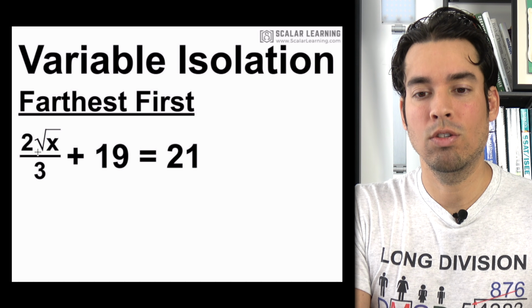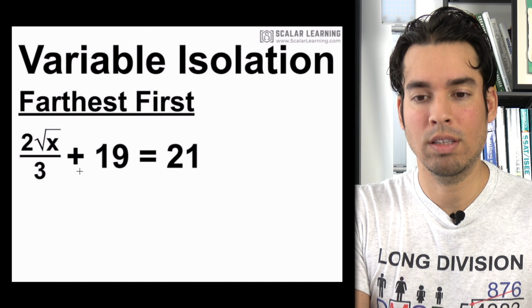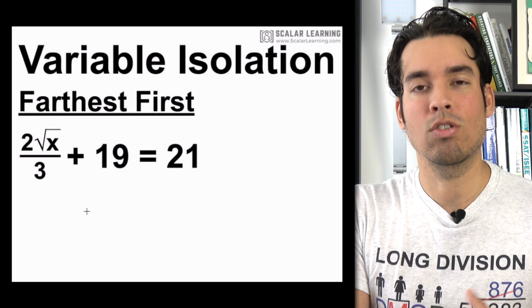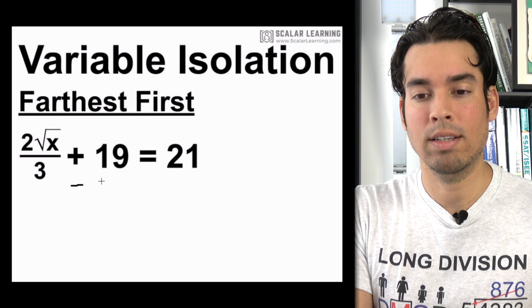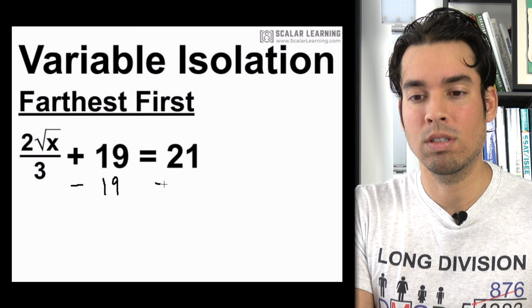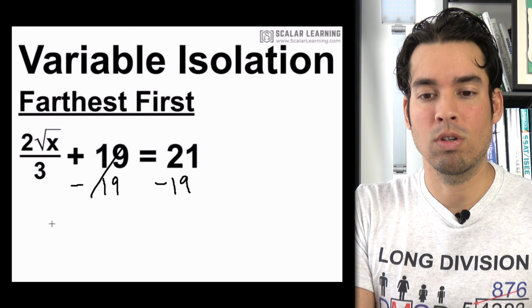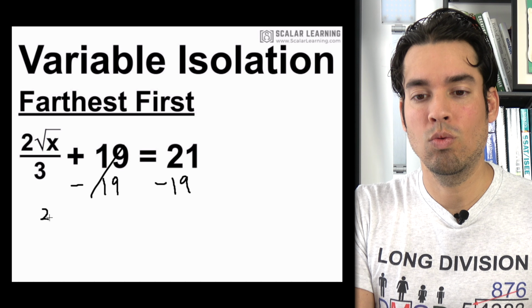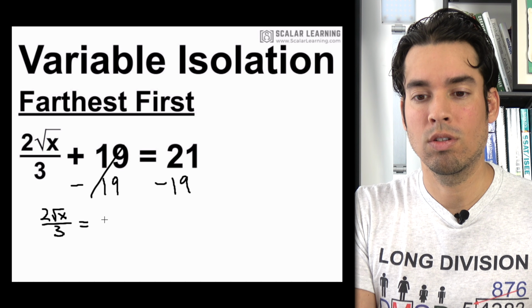First, I'm going to see what's farthest from the x. Not that 2, not that square root, not that 3, it's the 19. So we're going to start by doing the inverse of adding 19, which is subtracting 19. I'm going to do it on both sides. We subtract 19 from both sides. That cancels out, and now I'm left with 2 radical x over 3 equals 2.